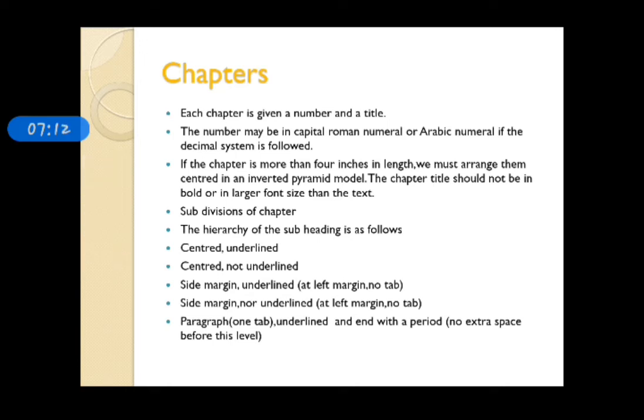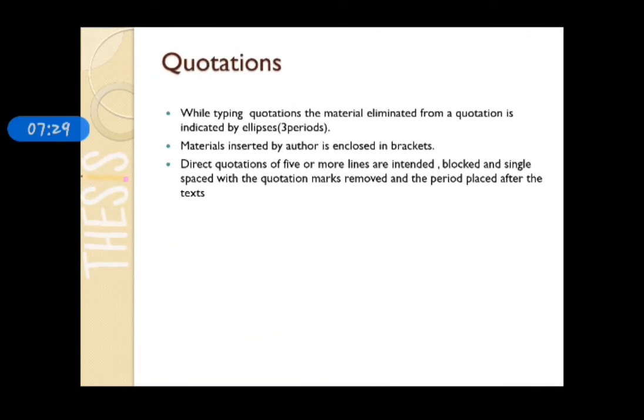Subdivisions of a chapter. The hierarchy of subheadings is as follows: centered underlined, centered not underlined, side margin underlined, side margin not underlined, paragraph underlined, and ending with a period. Quotations. While typing quotations, material eliminated from a quotation is indicated by ellipses. Material inserted by the author is enclosed in brackets. Direct quotations of 5 or more lines are indented, blocked and single spaced, with quotation marks removed and the period placed after the text.